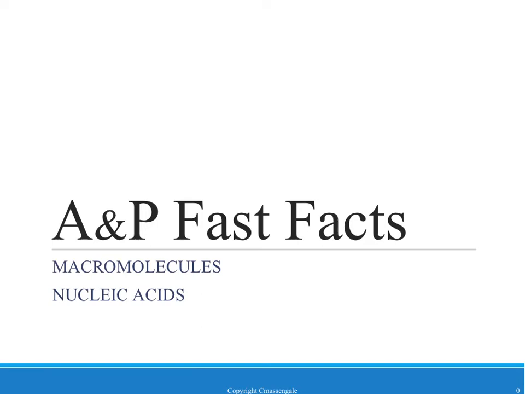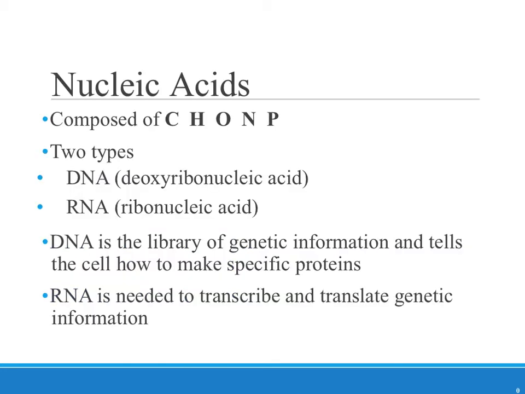In this final video on macromolecules, I want to talk about nucleic acids. So nucleic acids are the fourth category of macromolecules or biological molecules, those important molecules that make up living organisms, including us. Nucleic acids are composed of carbon, hydrogen, oxygen, we've seen all those, nitrogen, and phosphorus. And they come in two types.